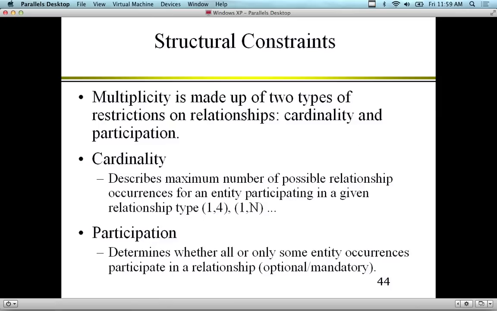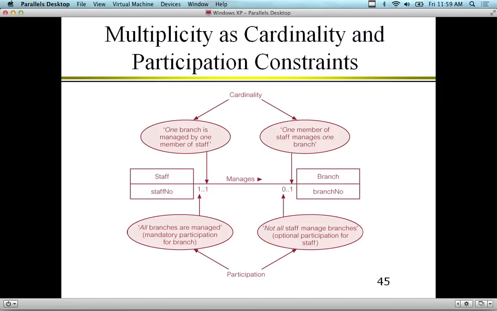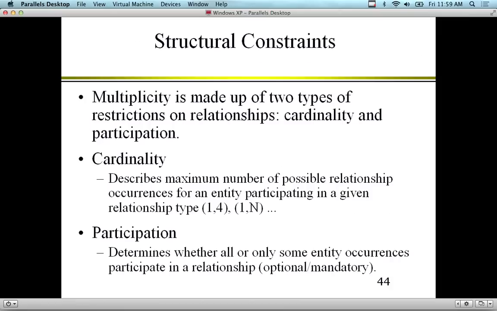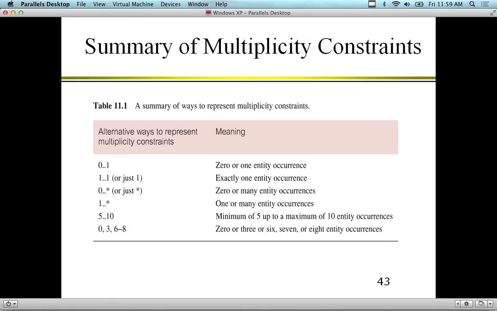This is a good one to stop at. I'm going to stop here after this slide, a summary of multiplicity, because then I'm going to start with cardinality and participation, which you don't need for the first assignment. So we're going to stop over here.